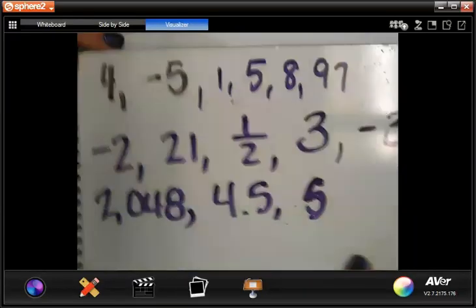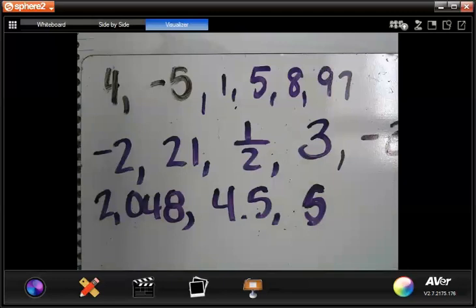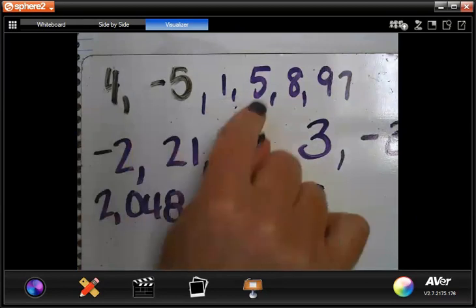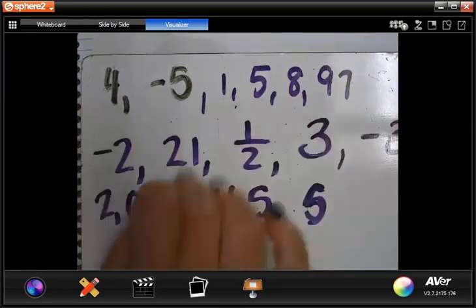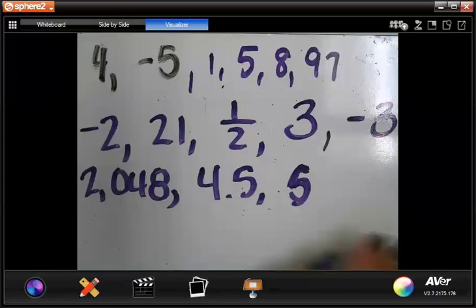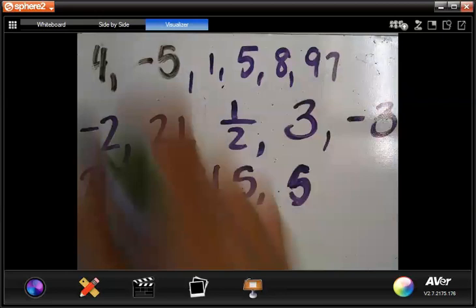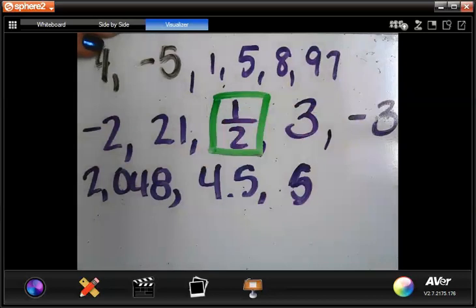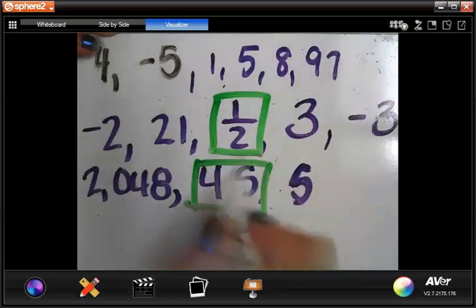Okay, so if you take a look at this, these are some of the examples that were given by you. We had somebody say 4, -5, 1, 5, 8, 97, -2, 21, 1/2, 3, -3, 2048, 4.5, and 5. Unfortunately, there are 2 on here that do not belong in this set of integers. Those 2 are 1/2 and 4.5.